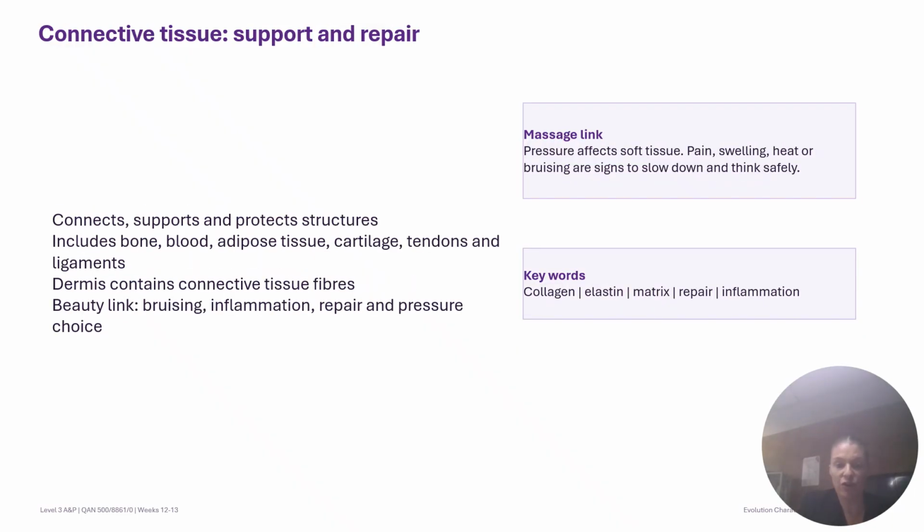So connective tissue, it supports and repairs. Remember that. It supports and repairs. It connects, supports and protects structures, and includes bone, blood, adipose tissue, cartilage, tendons and ligaments. The dermis, that's a layer of the skin, contains connective tissue fibers, and the beauty link to that is your contraindications and contractions: bruising, inflammation, repair and pressure choice.